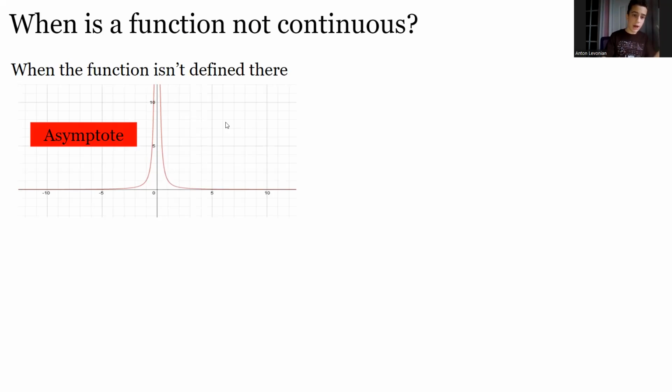And in this case, we have a vertical asymptote, like this. So we can see that this function is shooting off toward infinity as x gets closer and closer to 0. However, it won't actually ever cross into x equals 0. And because of this, this function is undefined at x equals 0. And of course, as we already talked about, if a function is undefined at a point, it can't be continuous there.